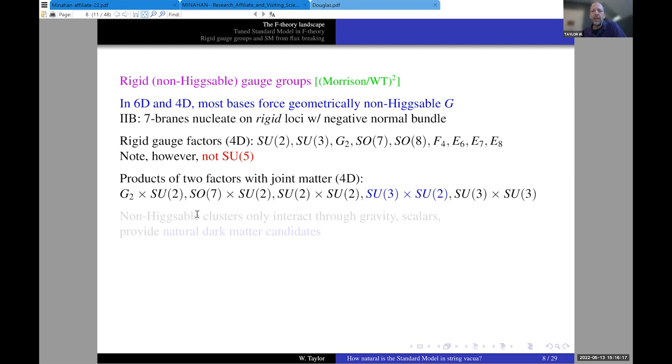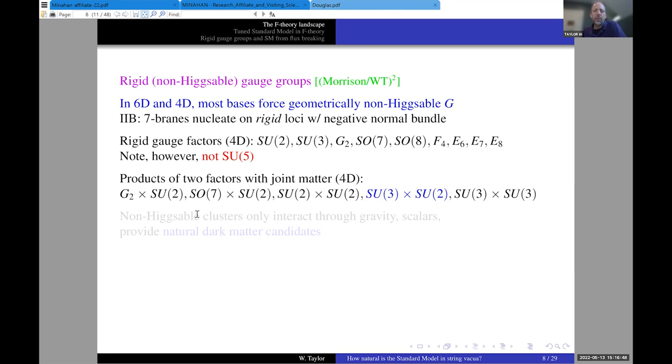And these rigid gauge factors that are forced on us are very similar in 4D and 6D, but my goal here is to get to 4D, so we'll focus on that. These rigid gauge factors include certain gauge groups, like the exceptional groups E6, E7, E8, and F4. It also includes some of the classical groups, SO(8), SO(7), and SU(2) and SU(3), but it does not include all of them. It does not include, in particular, SU(5), which we often use as a GUT group in physics.